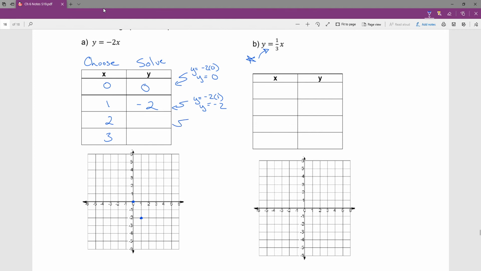The next one, subbing in a 2 where I see an x, gives me yet another ordered pair, so y would equal -4. Oops, that looks like a 9. So graphing that would be 2 and -4. From this point, you can pretty much see where 3 is going to put you, but you can do the math on it as well. So y equals -2 times 3, and there's your -6.